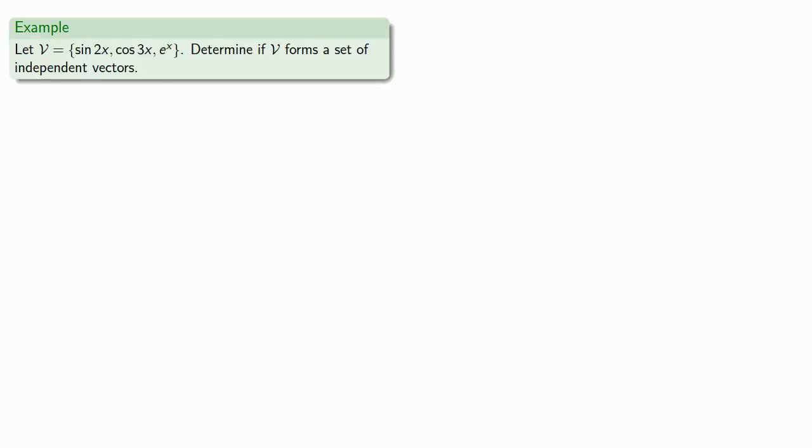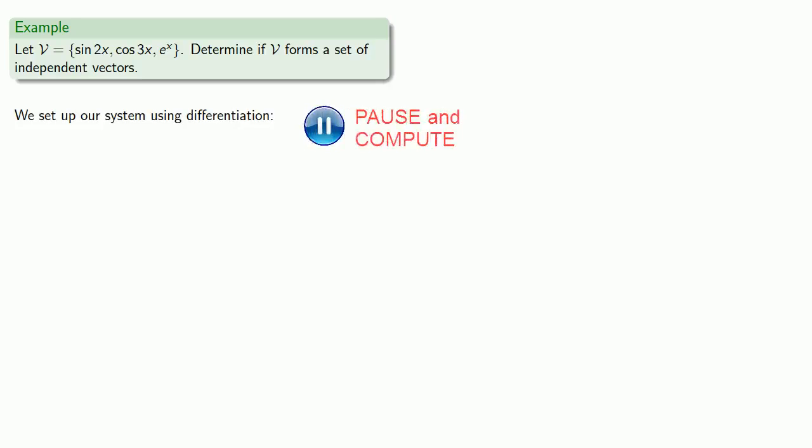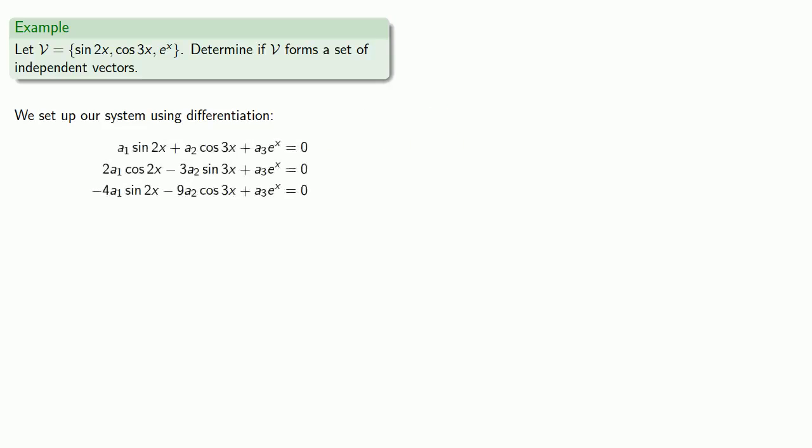If the vectors in our set are polynomial functions, we don't actually need to use the Wronskian. That's because a linear combination of polynomials equal to 0 corresponds to a system of equations that we can solve, albeit with some difficulty. A more important use of the Wronskian occurs when our functions are not polynomials. So, for example, let's take the set of functions sine 2x, cosine 3x, and e to the x, and let's see if these form a set of independent vectors. So we'll set up our system of equations by differentiation. And the determinant of the coefficient matrix is going to be our Wronskian.